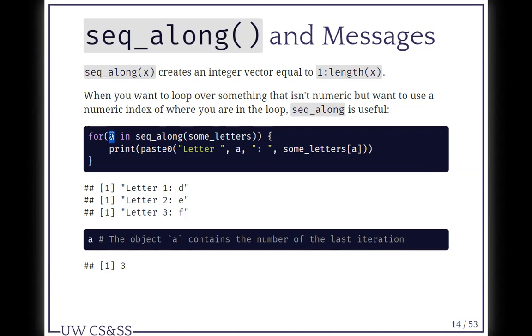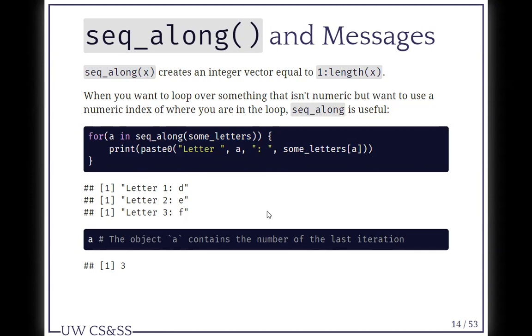So let's say we say for a, again, what object we decide to put here is arbitrary, so you could call it a if you'd like. For a in seq_along(some_letters), remember that some_letters is a character vector with D, E, F. Print, we're going to paste together the word letter and a space, our current iteration, colon, and then we're going to subset our some_letters vector to our current iteration. And what this will print out is letter 1, D, letter 2, E, and letter 3, F.